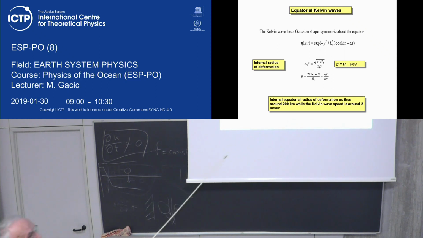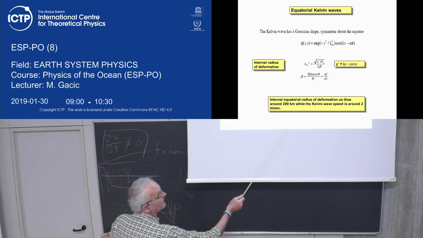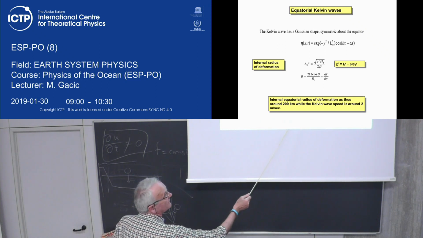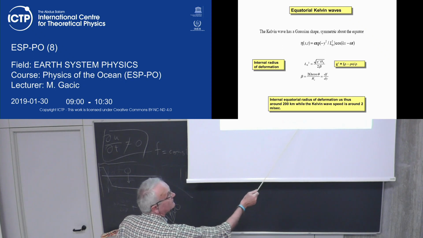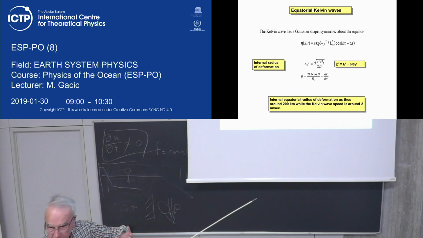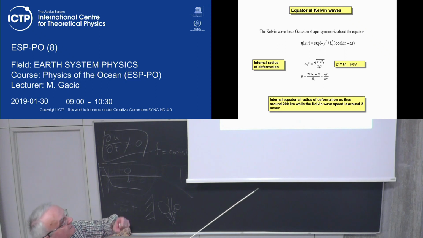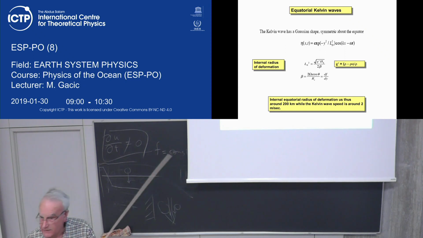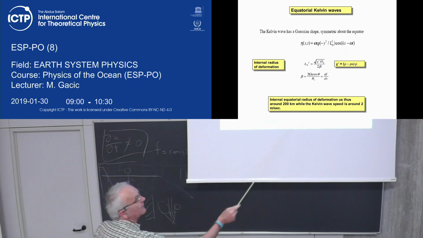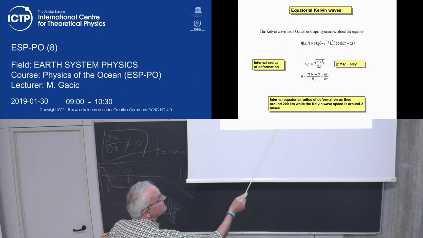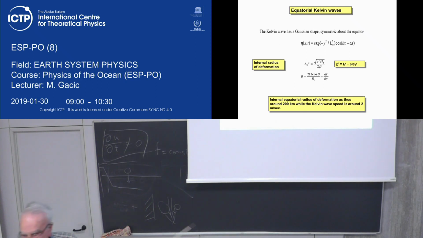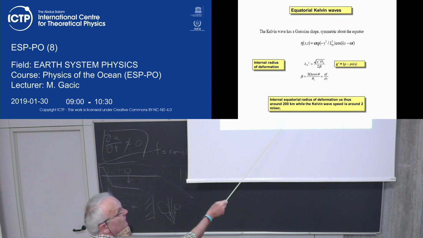Two-layer fluid means that the reduced gravity is proportional to the difference between the lower and upper layer density. And here, instead of F, we have beta. Beta is, if you remember, the north-south gradient of the Coriolis parameter, which is this thing here.